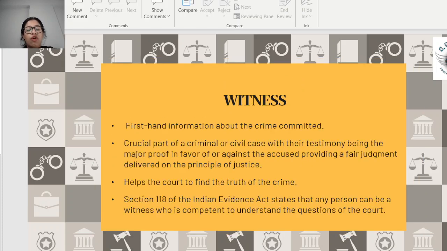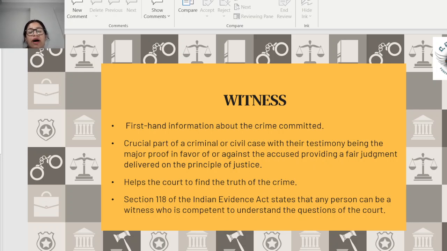Now, first of all, I'll give you a brief description of what a witness is. Witnesses play a crucial role in both criminal and civil cases. Their testimony often serves as key evidence, either supporting or opposing the accused. A fair judgment is basically delivered on their statements. Whatever statement they give, a fair judgment is given based on that, ensuring that justice is served.